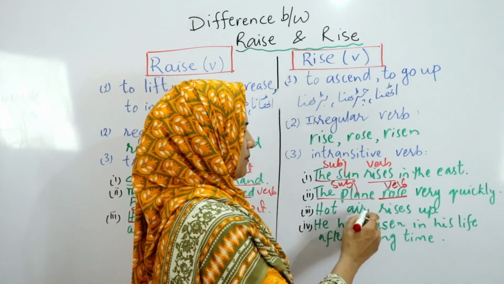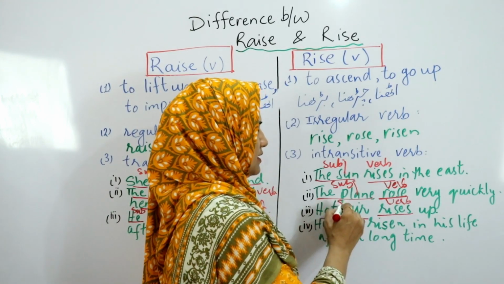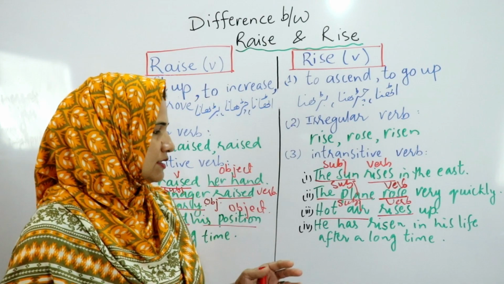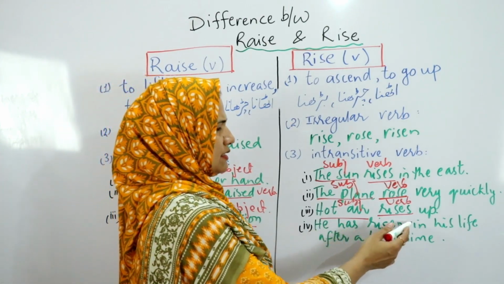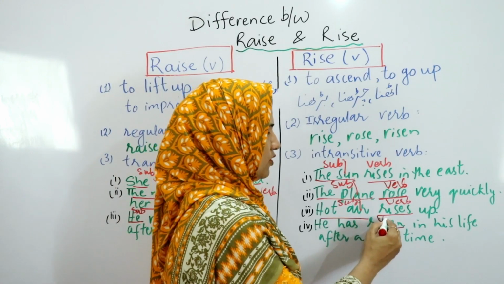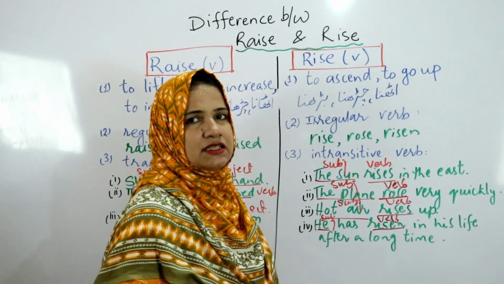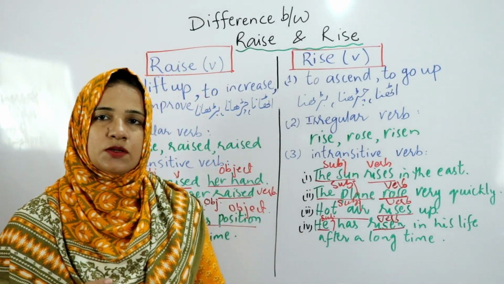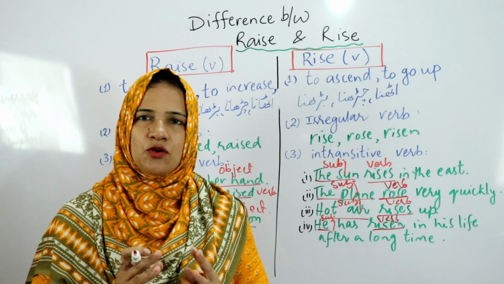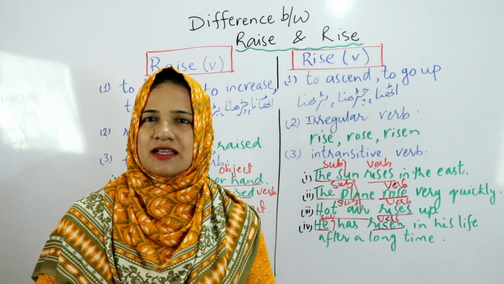Hot air rises up. Rises up is the verb and hot air is the subject. No object is mentioned here. In the same way, the last example is he has risen in his life after a long time. Risen is the past participle form of the verb and he is the subject here, and you see no object is mentioned over here as well. So these were the differences between the two words raise and rise. I hope this would have added up to your knowledge and the use of raise and rise would have become easier for you.